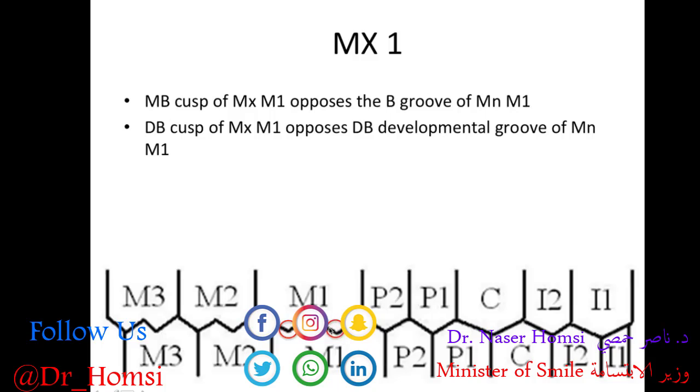Okay, if we look here, the mesiobuccal cusp of the maxillary first molar opposes the buccal groove of the mandibular first molar, and then the distal buccal cusp of the maxillary first molar opposes the distal buccal developmental groove of the mandibular first molar. So we see how helpful the picket fence is in answering these questions for us. It really helps things move a lot faster.